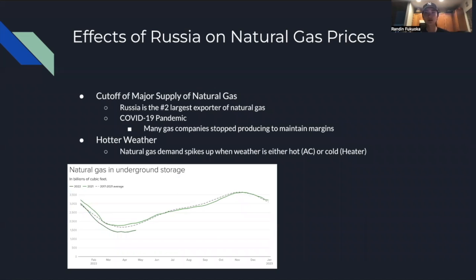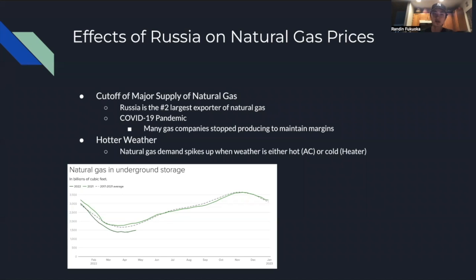And the last part is important because I will be covering the effects of Russia on natural gas prices. So due to the war and due to the sanctions placed on Russia, a lot of the supply of natural gas has been cut off from the entire world. And this is massive because Russia is the second largest exporter of natural gas. Also, along with this, during the COVID-19 pandemic, many gas companies stopped producing to maintain their margins because supply was so massive at the time. Also, demand went down during COVID because a lot of production and manufacturing went down.